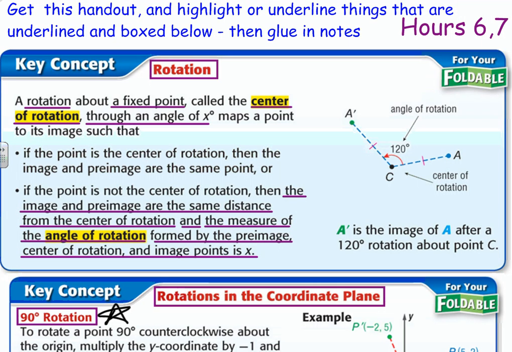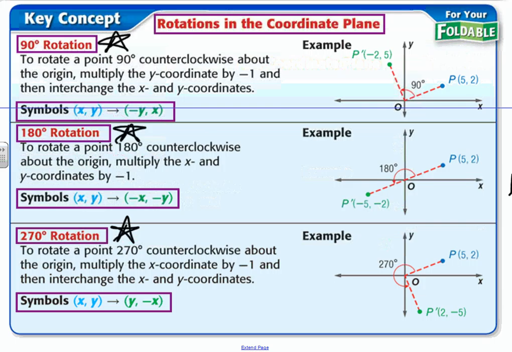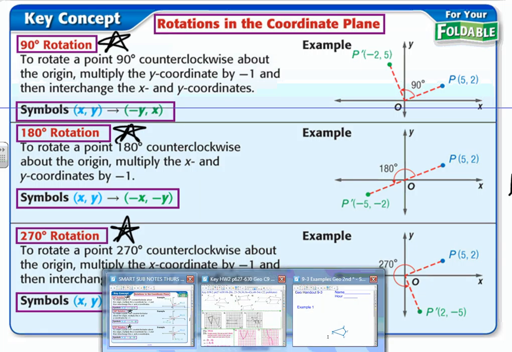And then when you were done with that, you should have gotten this handout. If you have not gotten this handout yet, get it now. Then you are going to highlight and underline things that are underlined and boxed in this, and then you'll glue that in your notes. You'll notice down here I have some stars written there. Those are rules that you might want to write on your half sheet of paper. So if you don't have all of that done, you should pause this right now, and when you are done with this, you'll move on to this next part.